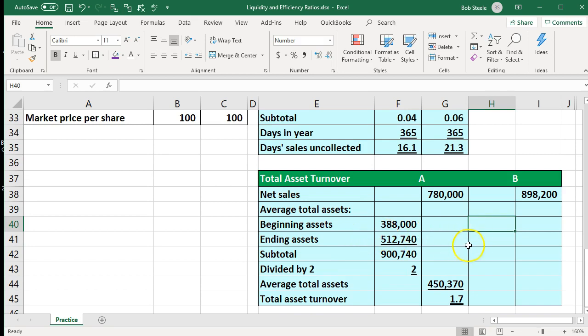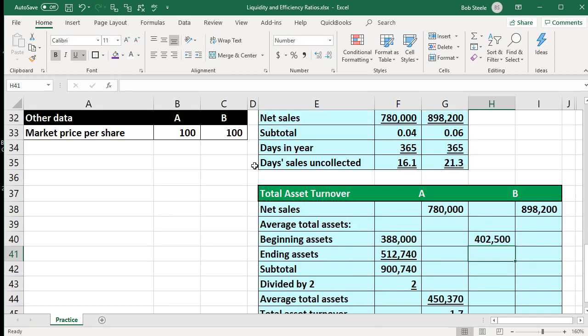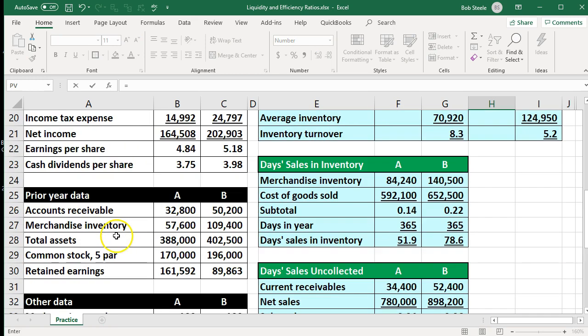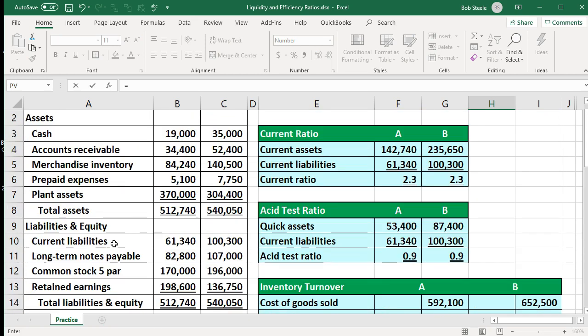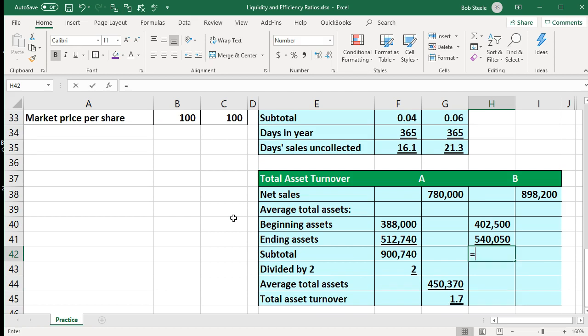And then we want to bring in the assets. So we want to bring in the beginning, which is not going to be on the current balance sheet, but we need the assets from the prior year ending balance, or the prior year balance sheet, which is the ending balance. So that's going to be in our prior year data. Here's the total assets. We have the 402,500. And then we're going to pick up the ending balance, which is on the current balance sheet. This is equal to, we'll scroll back up to the current balance sheet, and we want assets, total assets, and we're going to pick up the 540,050, and then we'll sum these two up. This equals the sum of the 402,500, the 540,050.